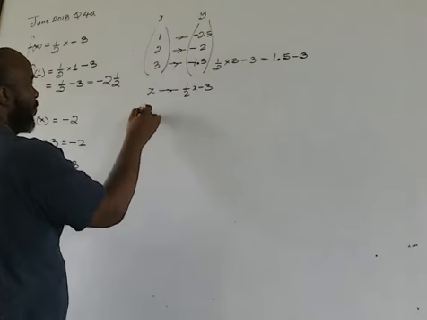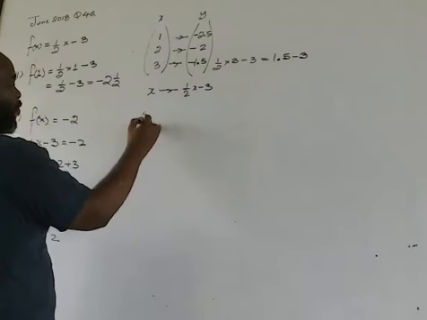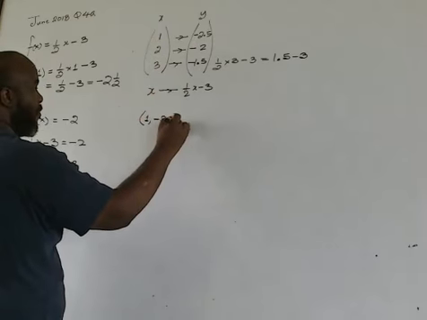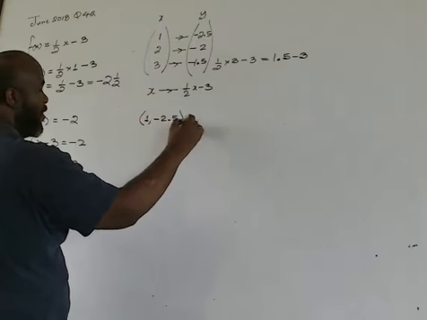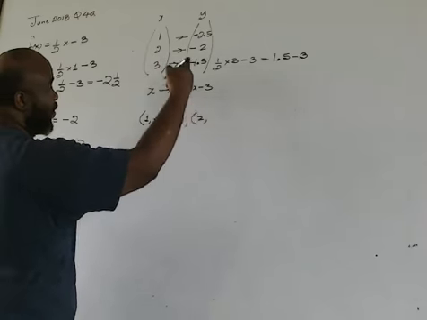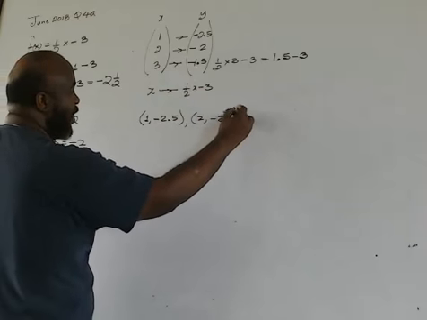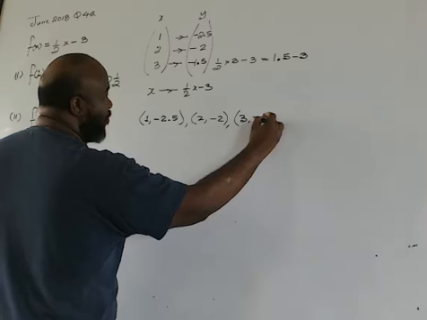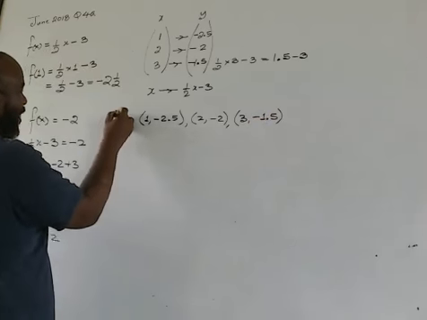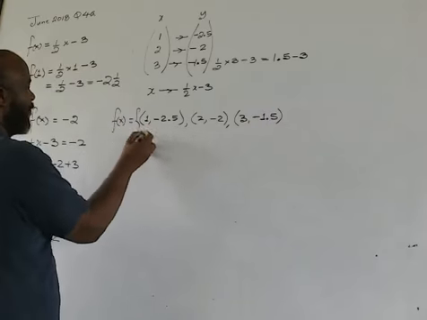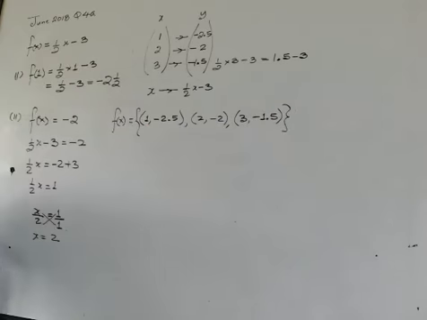So these are my ordered pairs. X is 1, y is minus 2.5. That's the first one. The next one: x is 2, y is minus 2. The last one: x is 3, y is minus 1.5. So f of x is equal to that. That is what the examiner is asking you to do.